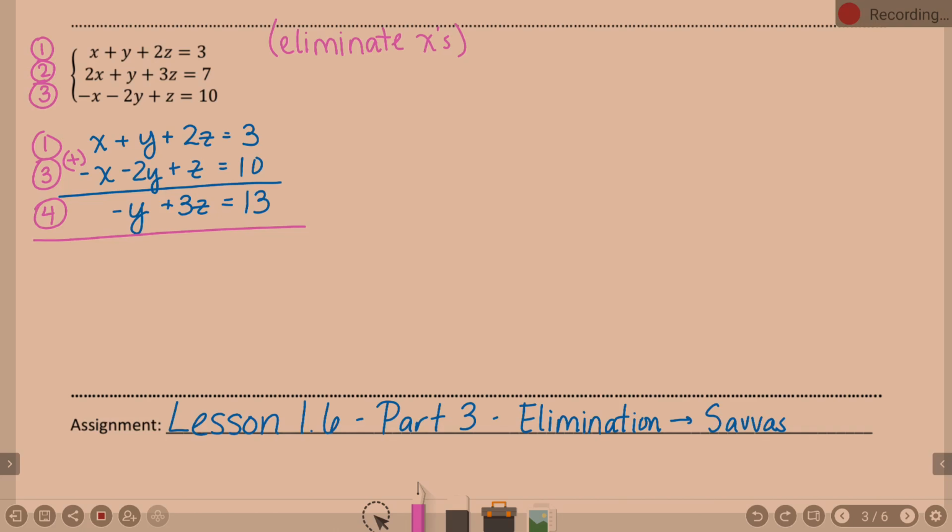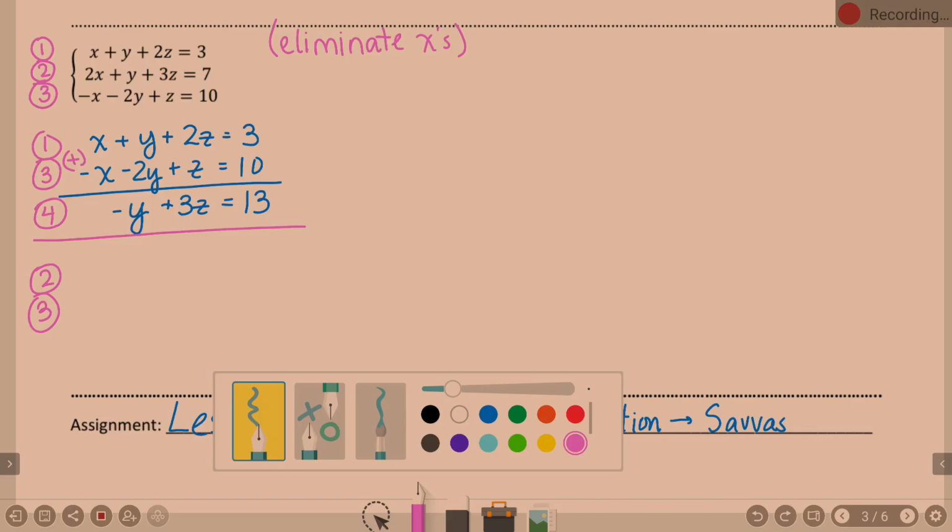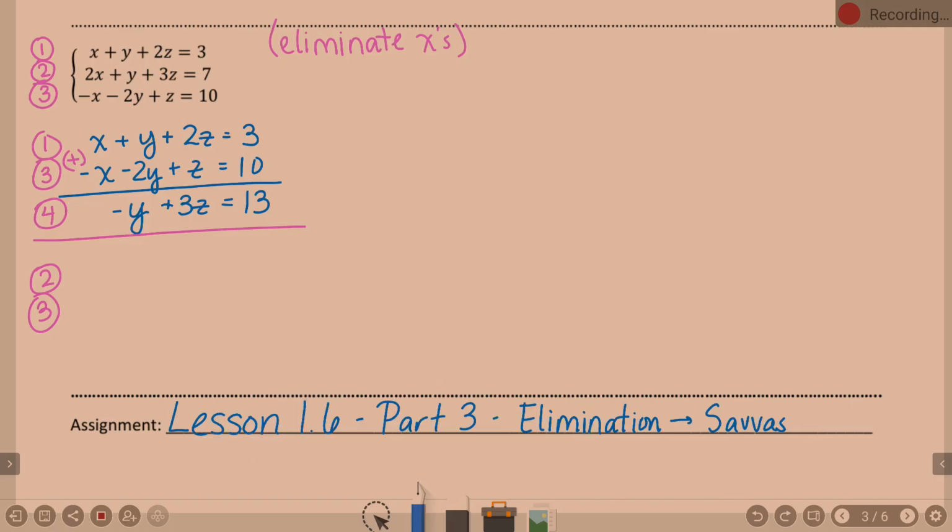I mean, either could work fairly well, but I would probably do equation 2 and 3 in that they're already opposite signs. The catch is that this one doesn't have a 2x, does it? Okay, so if you want to do 2 and 1 instead, you could. Now, I'm going to write this out, and then we're going to talk about that other step we have to do. Equation 2 is 2x plus y plus 3z equals 7. Equation 3, negative x minus 2y plus z equals 10.